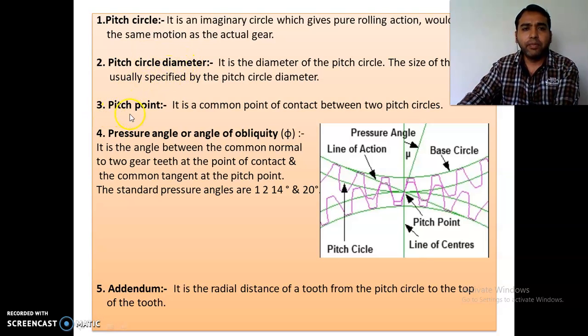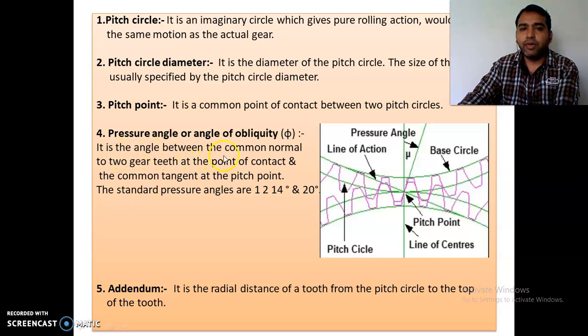Now third, pitch point. It is the common point of contact between two pitch circles. So two gears are there and having two pitch circles which meet at a point, that point is called as pitch point. Now fourth, pressure angle or angle of obliquity.